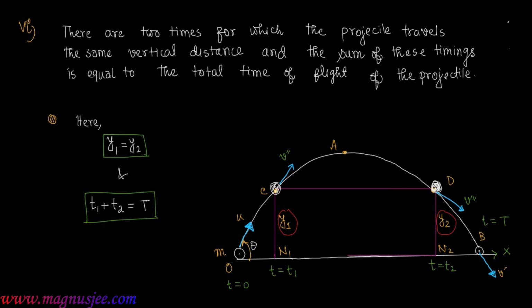Small t1 is the time taken by the projectile to travel from the point O to C, and small t2 is the time taken by the projectile to travel from the point O to D, and capital T is the total time of flight, that is, the time taken by the projectile to travel from the point O to B.